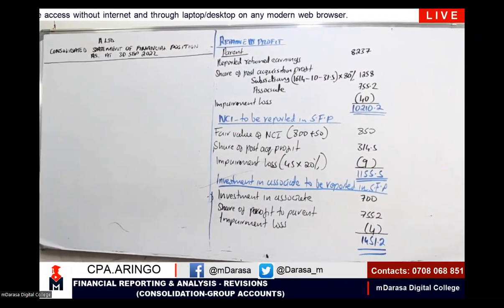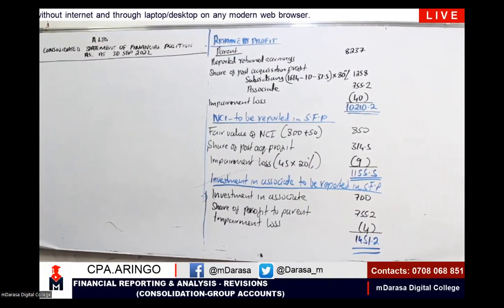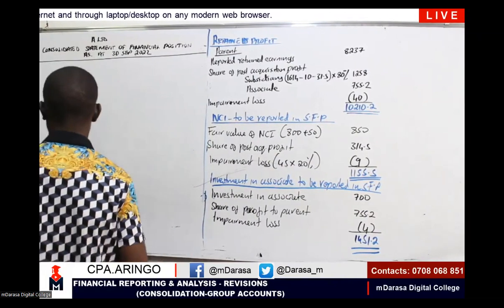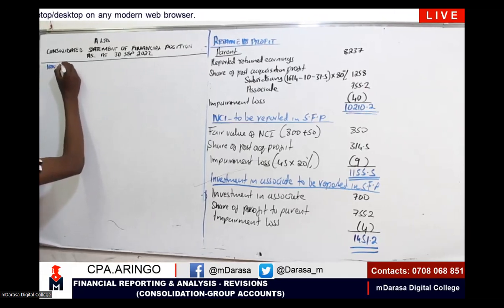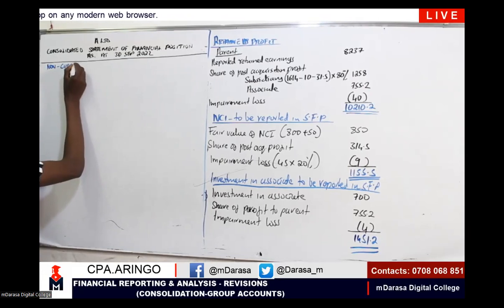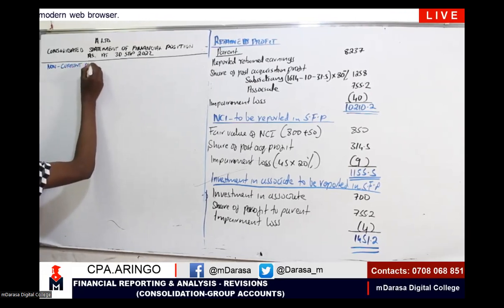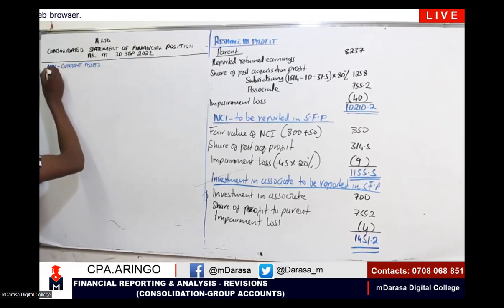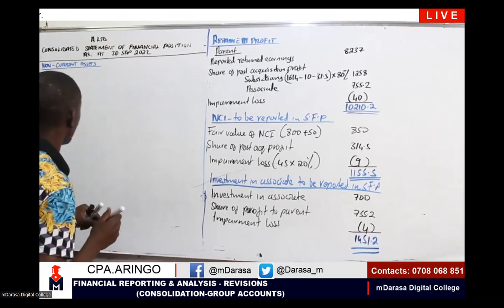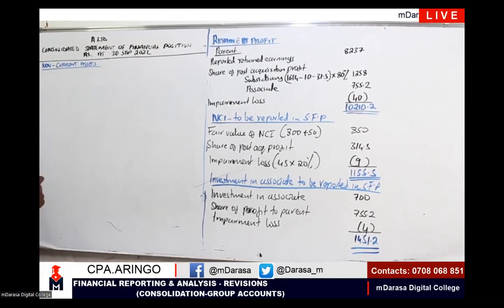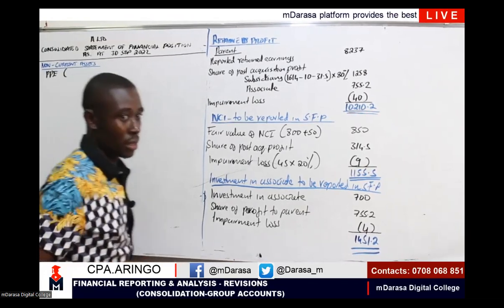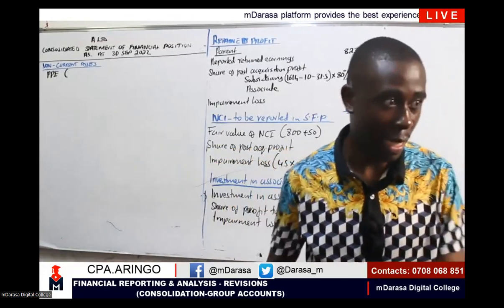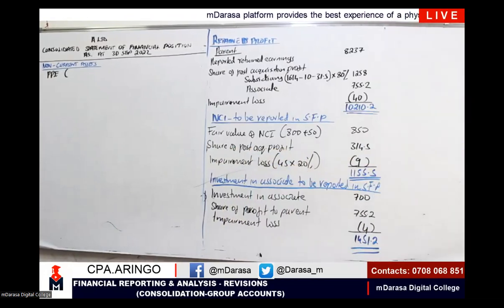So, how will we do that? We are starting with non-current assets. PPE, property, plant, and equipment. We add them on a line-by-line basis.